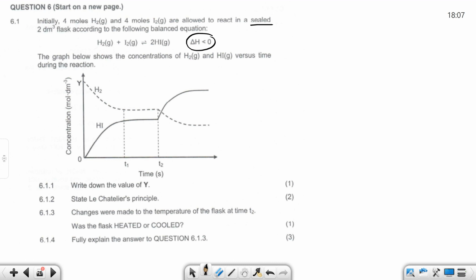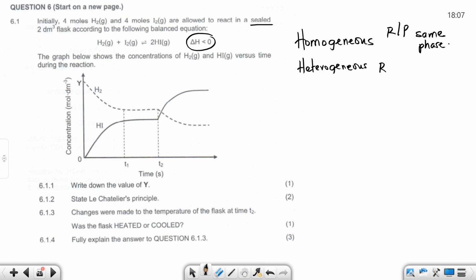Now, homogeneous and heterogeneous, we call them equilibrium. Homogeneous means reactants and product are in the same phase. When it's hetero, reactant and product are not in the same phase. Let me give you an example.